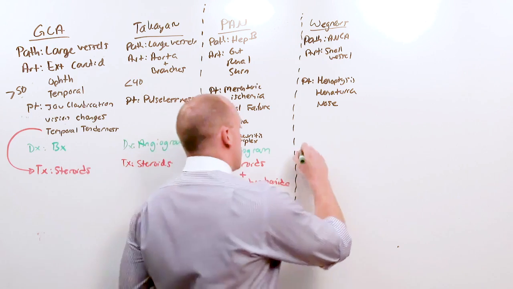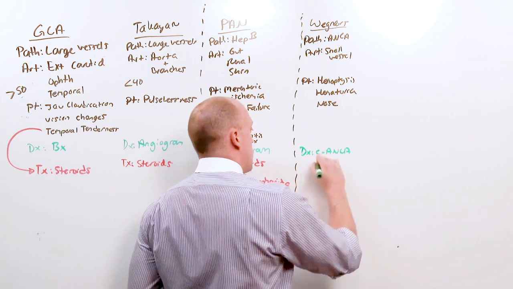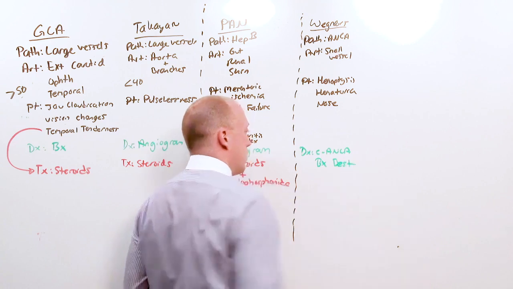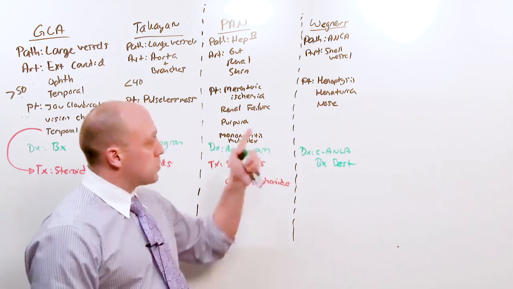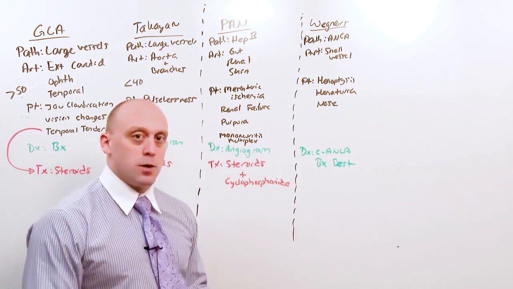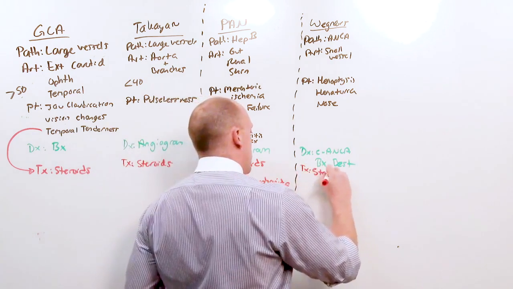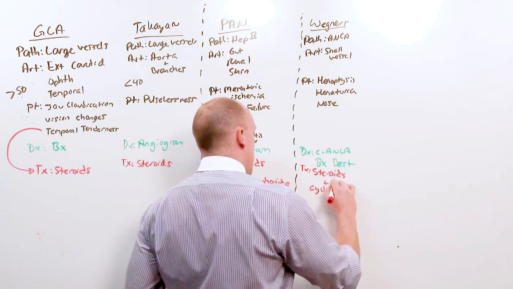The diagnosis is going to be made first by getting a C-ANCA, and then by biopsying some of the tissue that's involved. Generally, that means the lung. And when you diagnose Wegener's, granulomatosis with polyangiitis, the treatment is with steroids. And because this one is so fatal, add cyclophosphamide.